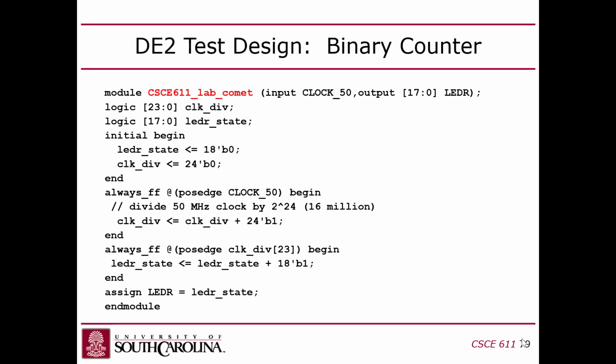But by putting a counter that counts to 2 to the 24th power, 16 million, and only toggling the clock once every 16 million ticks, you slow it down to 50 divided by 16 hertz, right? And then we use that clock signal to trigger another always that will add 1 to this counter. Well, this is actually the counter design.